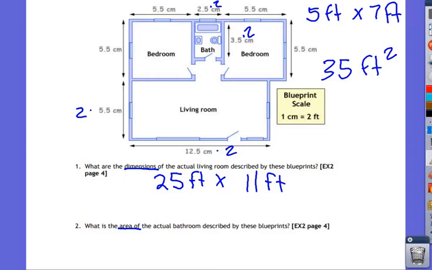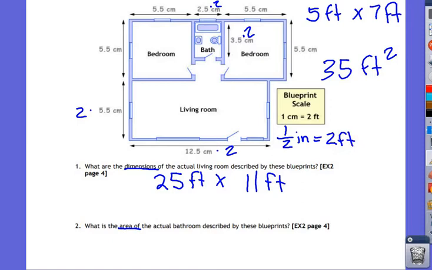All right. Flip the page to number 3. You're going to have to listen. Number 3. It says, how would the length of the blueprint need to change in order to make the new blueprint of the same building with a scale of 1/2 inch equals 2 feet? So I changed the scale to 1/2 inch equals 2 feet.